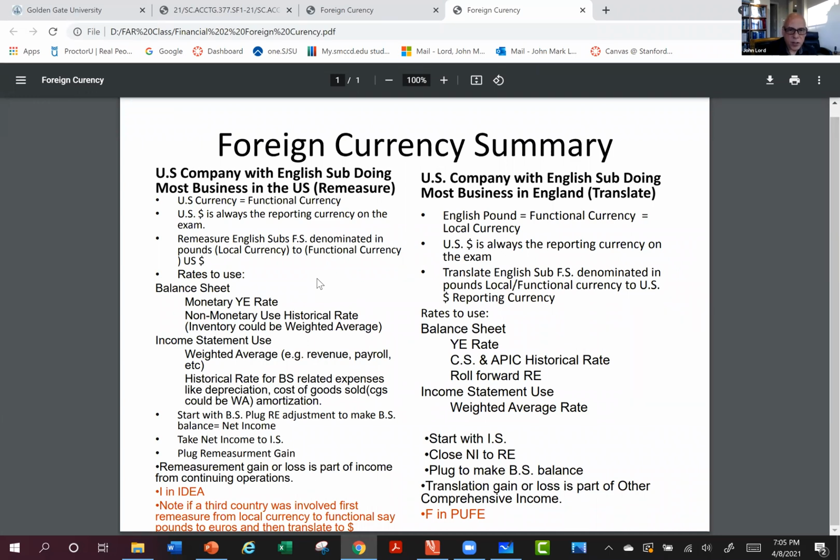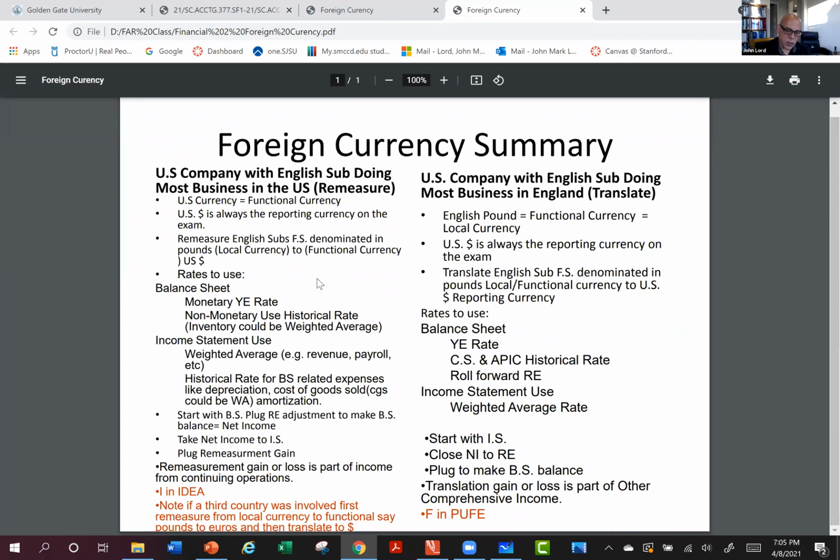If it's a balance sheet related item on the income statement, for example, depreciation expense, then we are going to use a historical rate. However, if it's cost of goods sold and the problem told us that the inventory was acquired and sold evenly throughout the year, you could use weighted average for that. So you really need to look to see if they say that about inventory and cost of goods sold. If they don't, then use the historical.